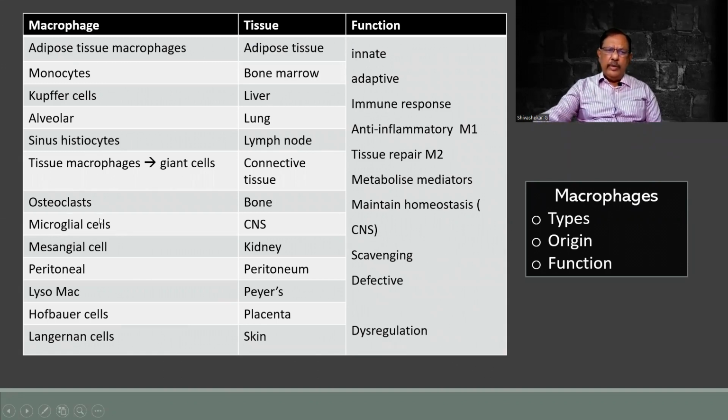Osteoclast, all of you know. Microglial cells, you know. Alveolar macrophages, sinus histiocytes, Kupffer cells. All these things you know. And obviously the tissue from where it originates. So these two are not difficult.